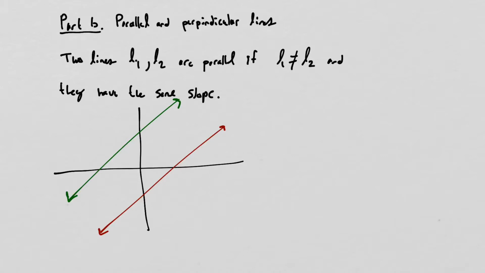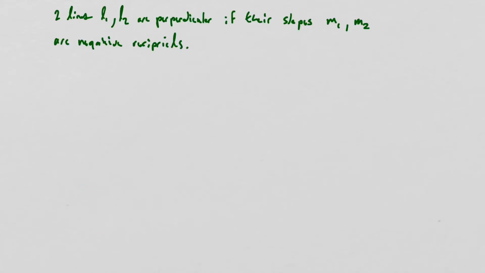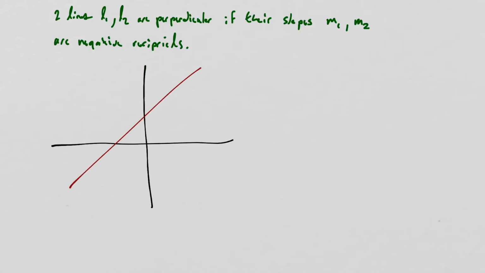Then we also say that two lines are perpendicular if their slopes are negative reciprocals of each other and they're not the same line. Lines that are perpendicular to each other form a 90-degree angle at their intersection and only intersect at one point. In this picture here, these perpendicular lines intersect here. They form a 90-degree angle.